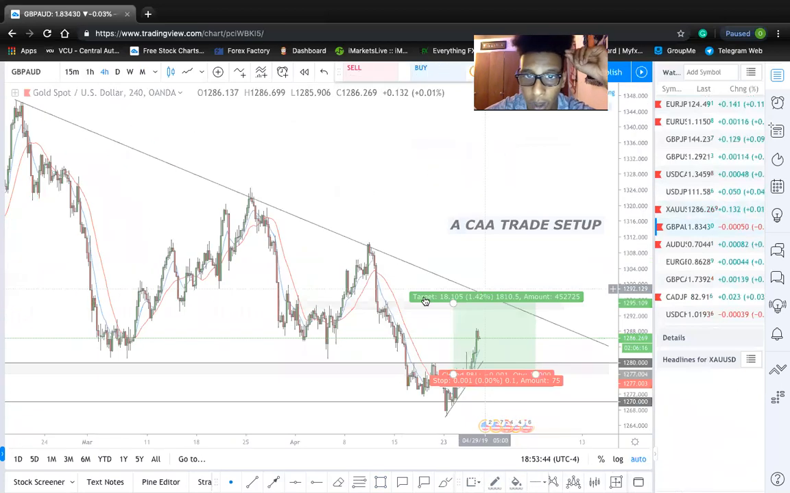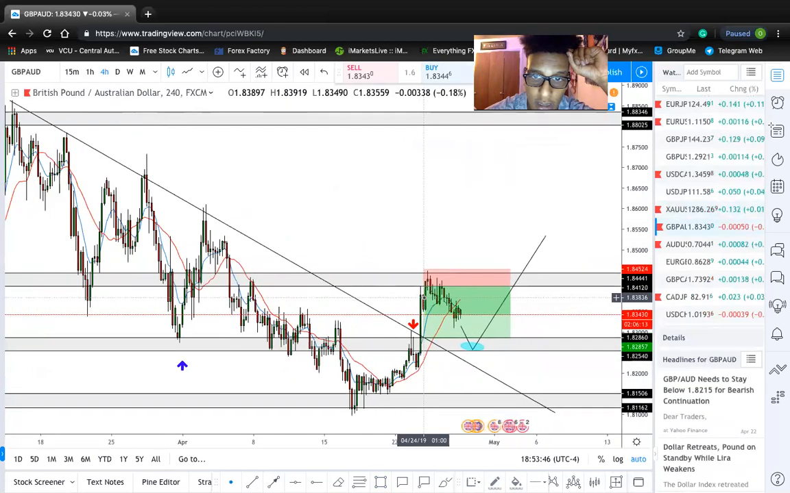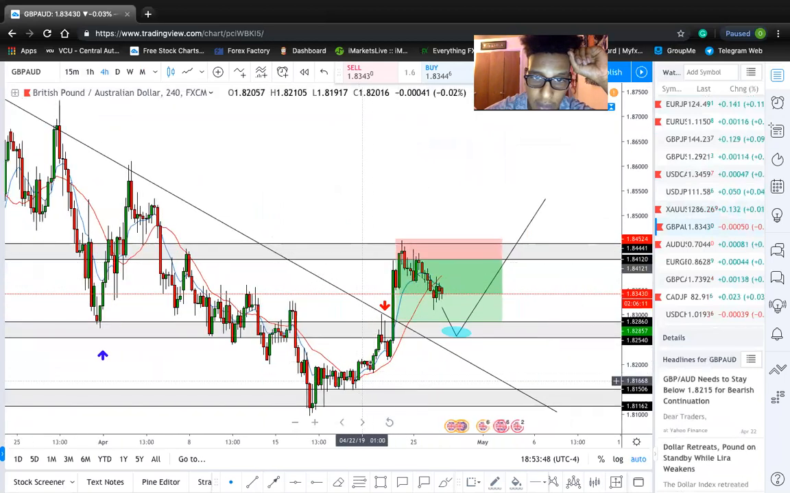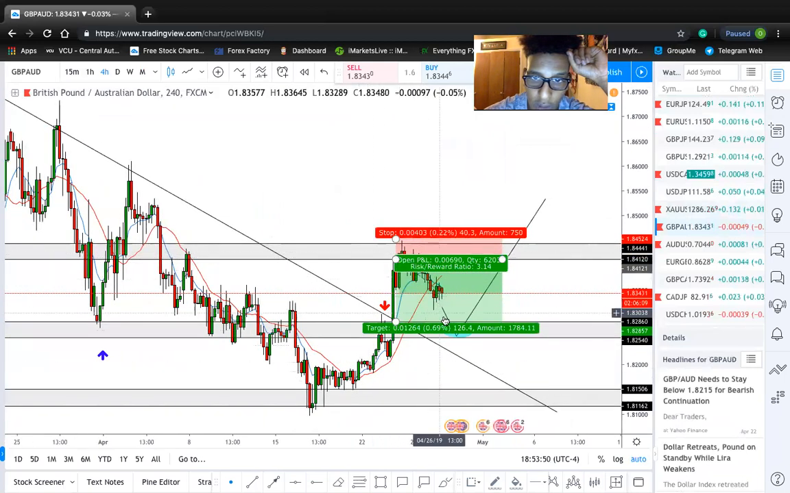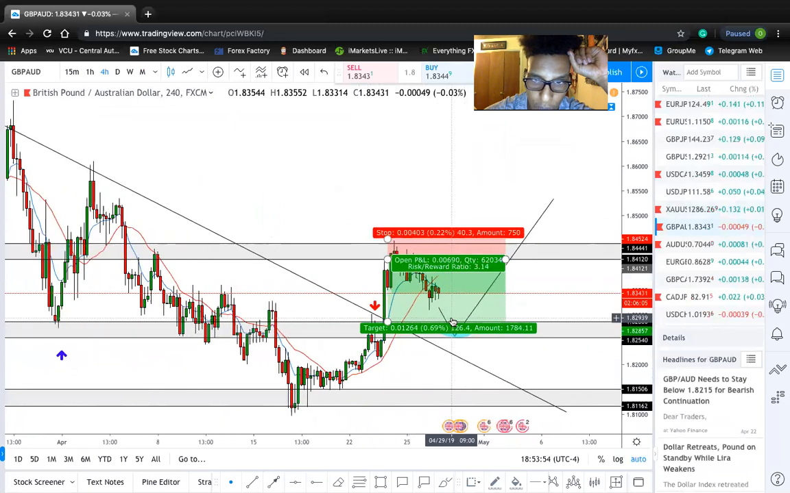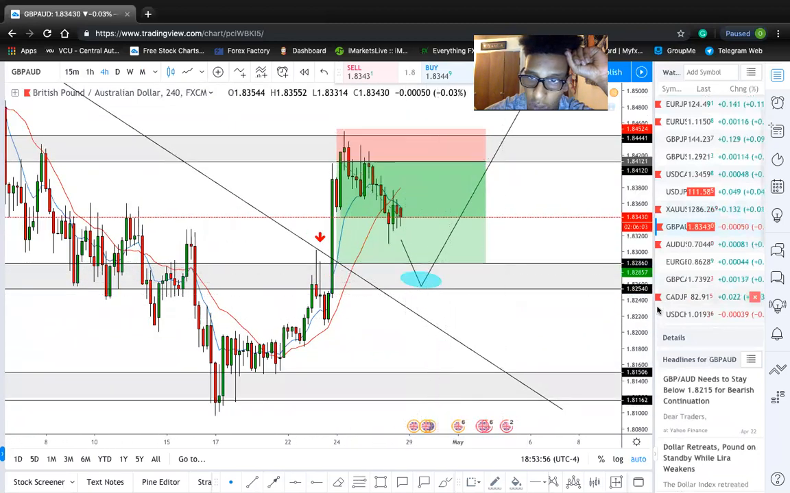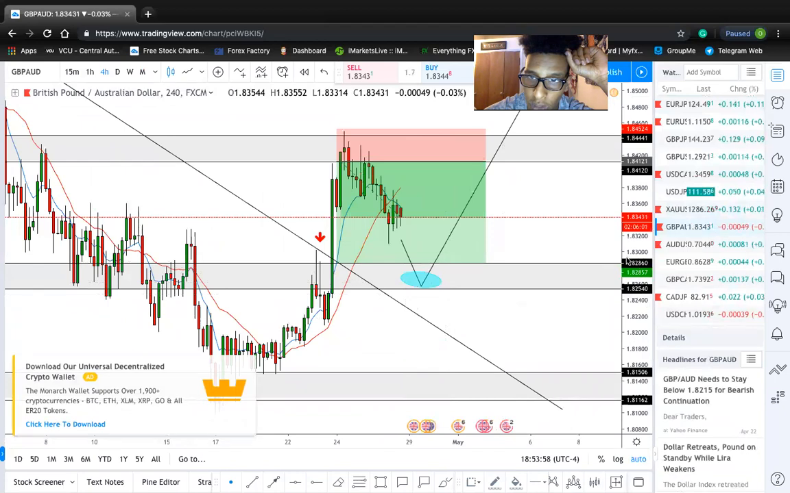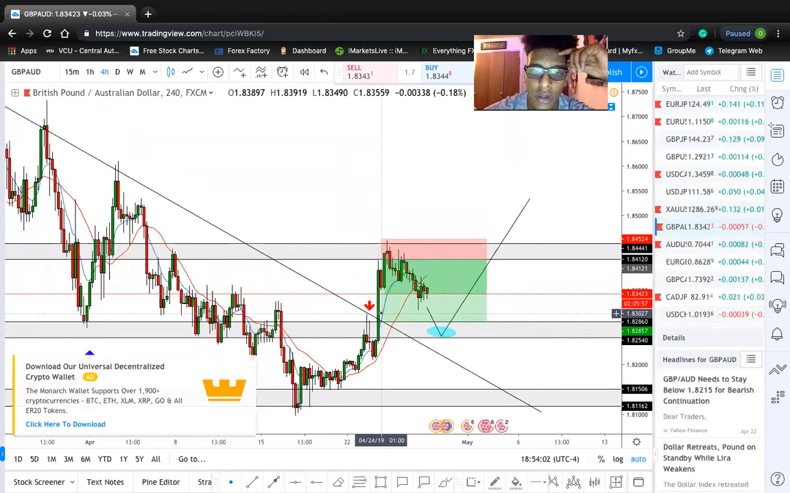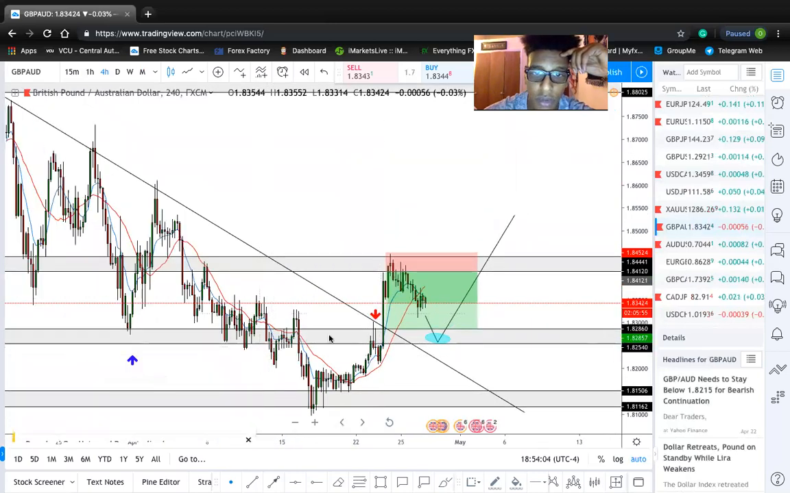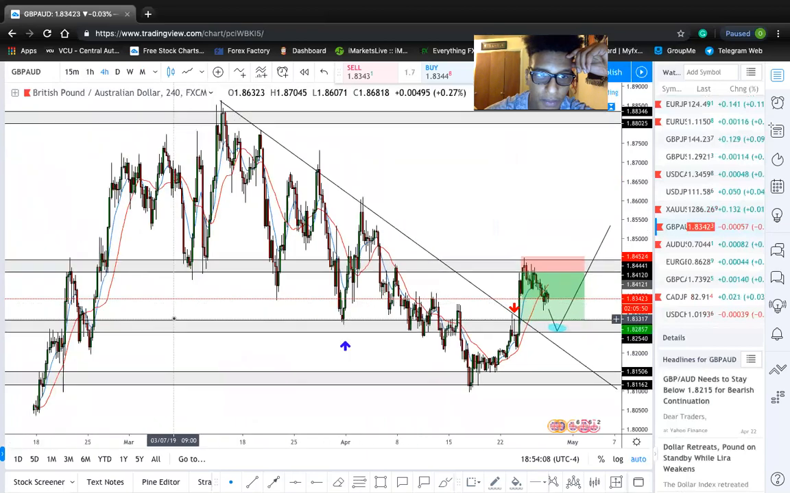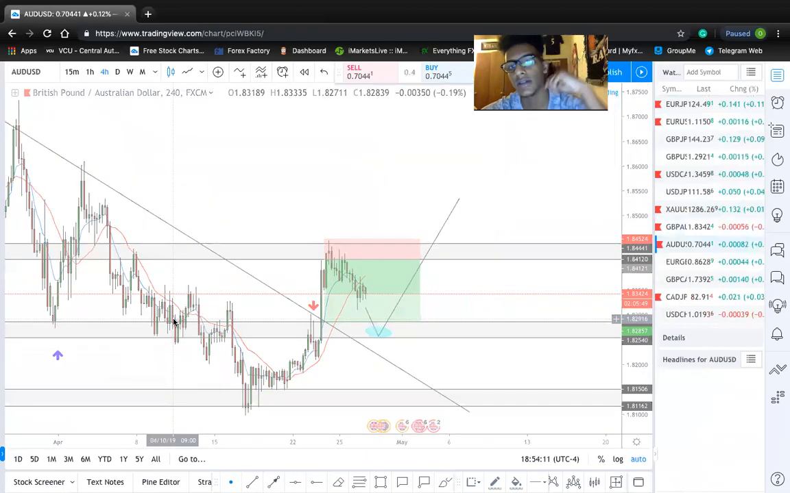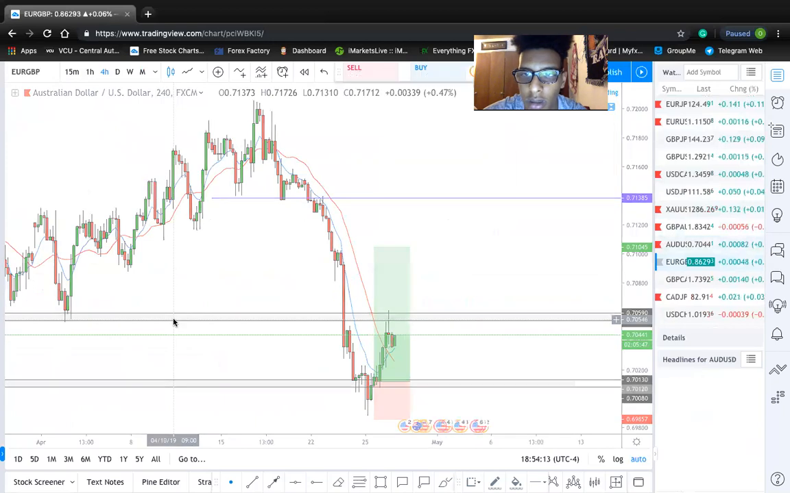So Pound AUD, we're still in this sell from last week. We can see we had an impulse to the upside and a correction. So we're trying to sell it down to get an entry here to buy at the 1.83 key psychological zone. And we do have some previous support and resistance, so it's a key zone. So that's Pound AUD.